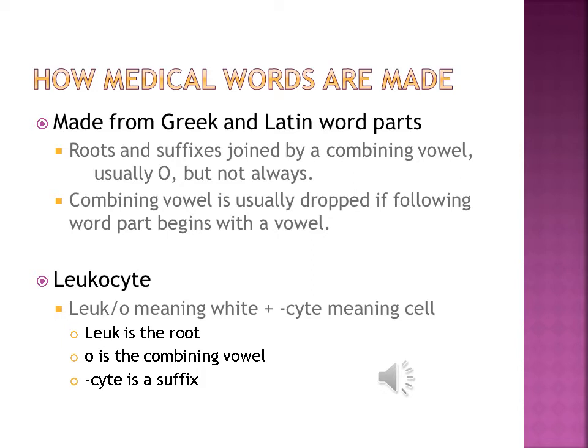Words can sometimes contain two or more roots. If the second root or a suffix begins with a vowel, the combining vowel may be dropped, though there are some exceptions to this. The root of a word plus the vowel is called a combining form. For example, the word leukocyte is composed of the combining form leuc, meaning white, and the suffix cyte, meaning cell.